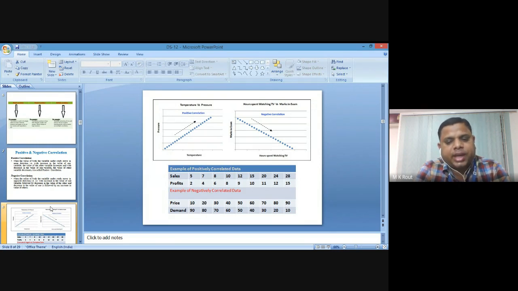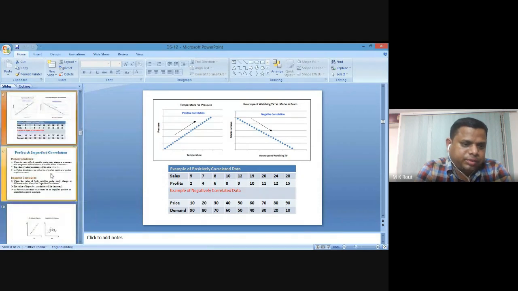But in case of negative correlation data, especially with reference to your statistics, in that case, if the price is decreased, automatically demand will increase. Similarly, if you go to the last column, if the price is increased, the demand is very much less. And this is known as negatively correlated data, especially with reference to your correlation. Moving to the next one.